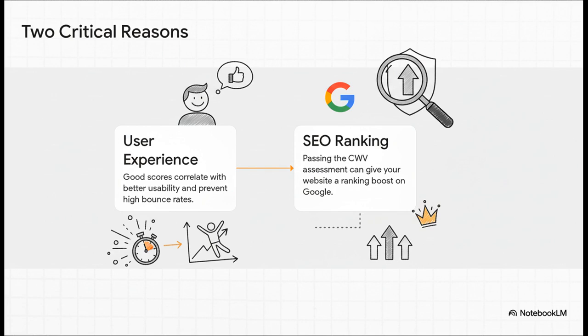And reason number two, which is a big one for anyone with a website, Google uses these scores as a ranking factor, a direct ranking factor. So better scores can literally mean you show up higher in search results, more clicks, more traffic, the whole shebang.